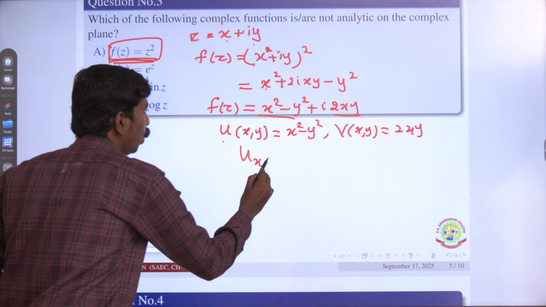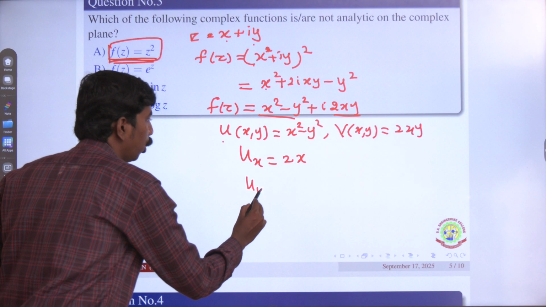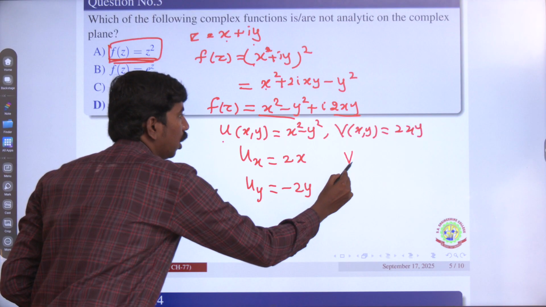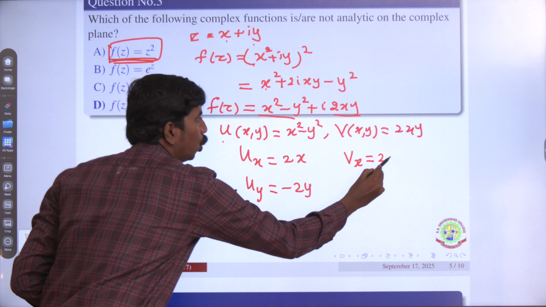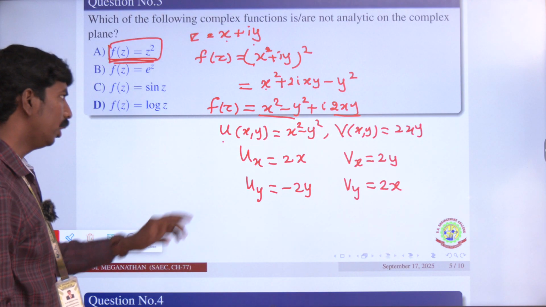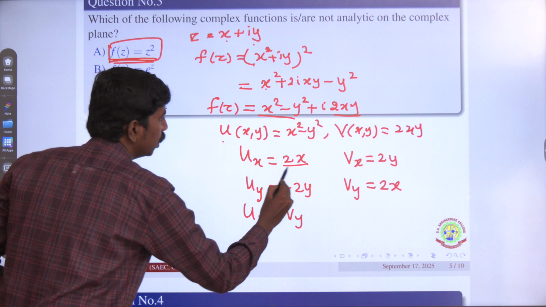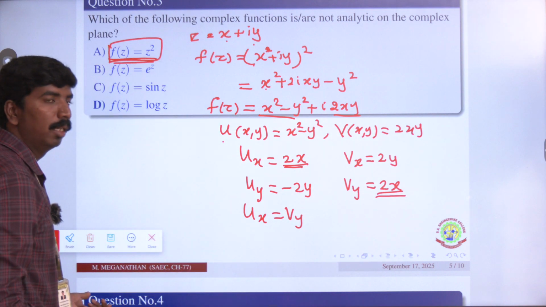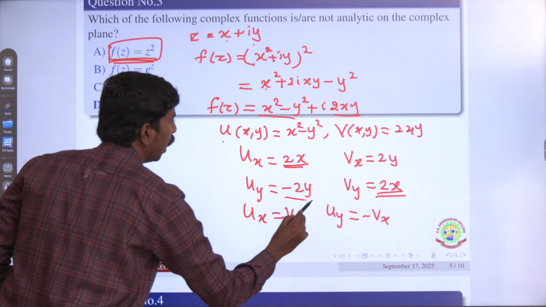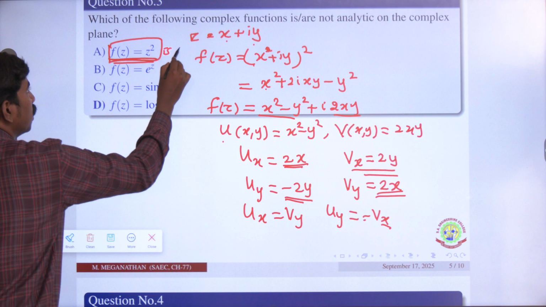I will differentiate: ux, the differentiation of x square minus y square, is 2x. Similarly uy equals minus 2y. Similarly vx equals 2y, and vy equals 2x. Therefore, for the CR equation ux equal to vy: ux is 2x and vy is 2x, both are the same. Similarly uy equal to minus vx: minus 2y equals minus vx, so that is also satisfied. So I conclude this function is analytic.